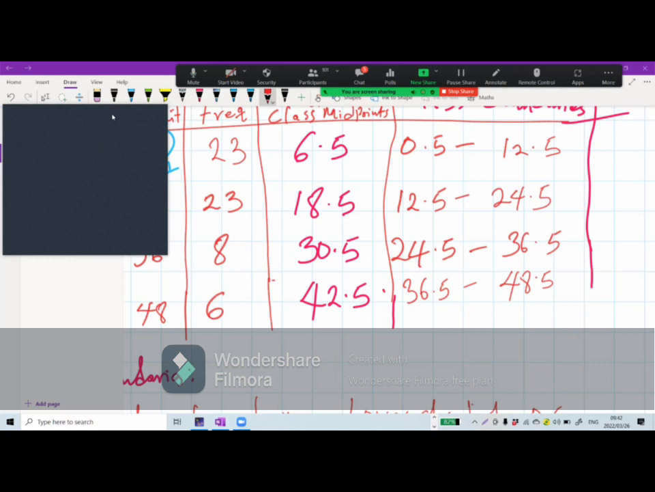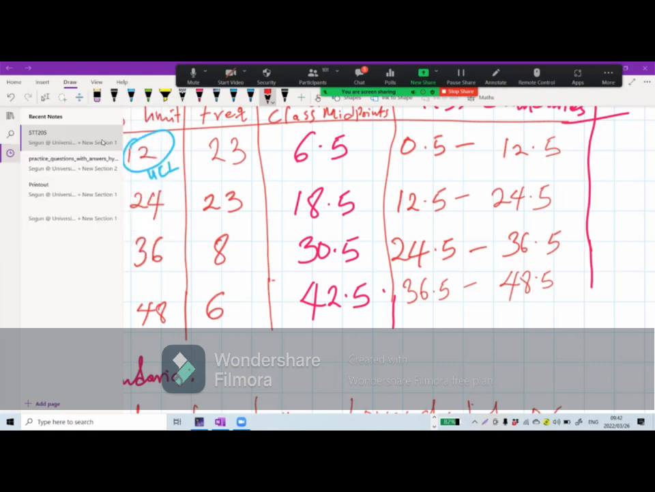I have a question, please. Go ahead. How did you get the 0.5 minus 12.5? That is not minus. This is just a class interval. Okay.